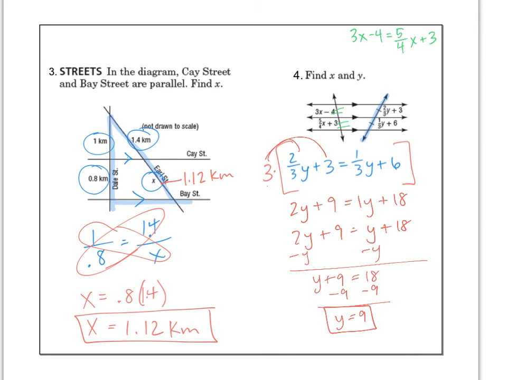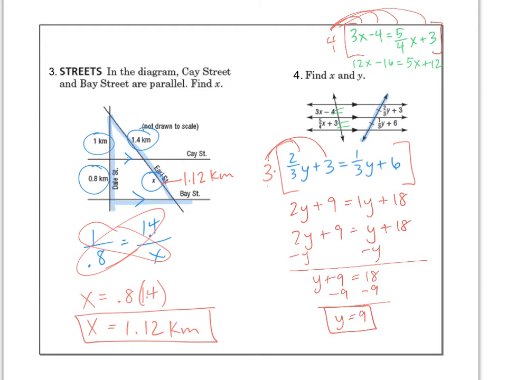Now, again, there's a fraction. I don't like to work with fractions very much, and so I'm going to multiply by the denominator, which is 4. I'm going to multiply by the number on the bottom of the fraction. I'm going to distribute that to everything. So I'm going to wind up with 12x minus 16 equals, and now when I do 4 times 5/4, the 4 will cancel, so I'll just have 5x, and 4 times 3 is 12.